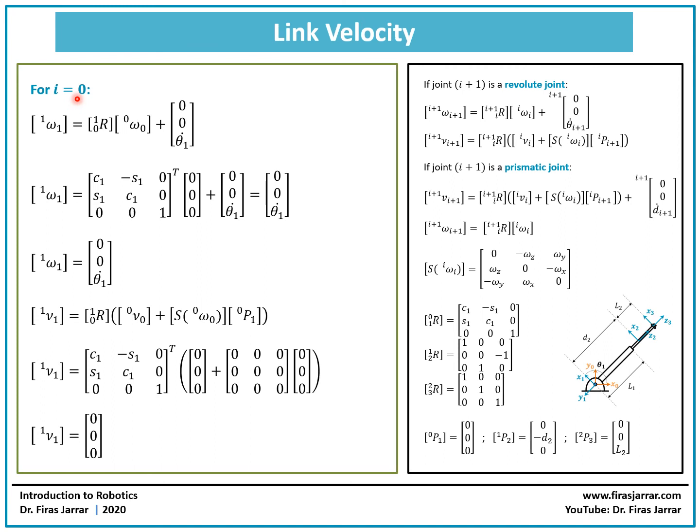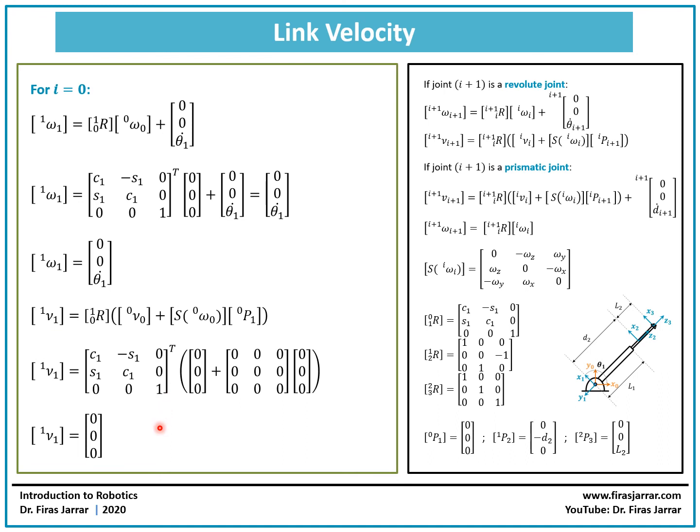So I'm not going to go into details as we did before. I just need to substitute i into the formula. Now for the first joint, where i is 0, we'll have joint 1, and we already know that joint 1 is a revolute joint, so we need to use these two equations. When we substitute i equals 0, we'll be able to compute omega 1 and v1.